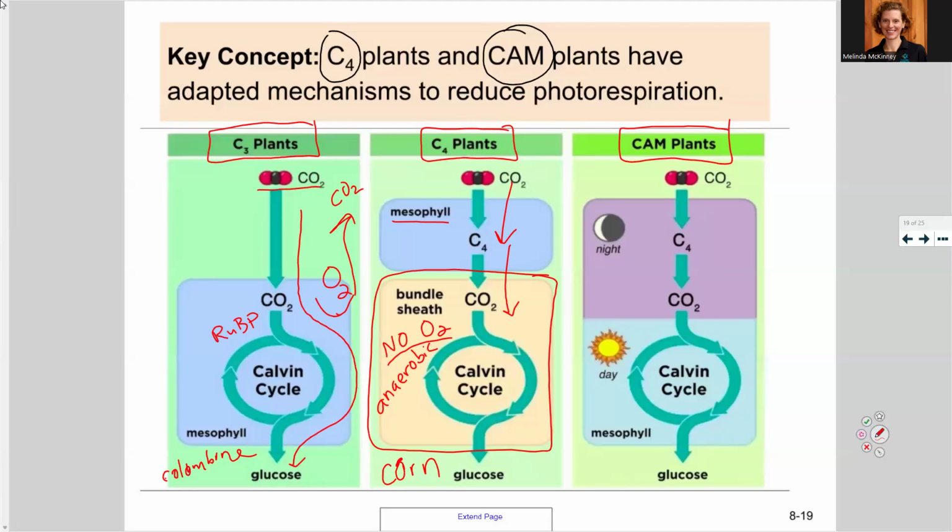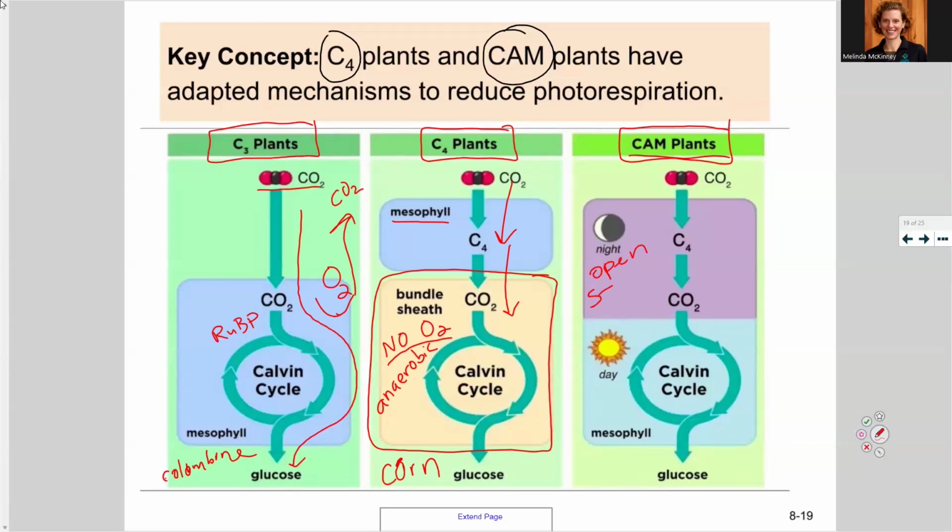Okay. And then CAM plants. So these plants are going to open their stomata at night. And so they don't have to worry about the oxygen building up because they can keep the stomata open. So they open stomata at night.